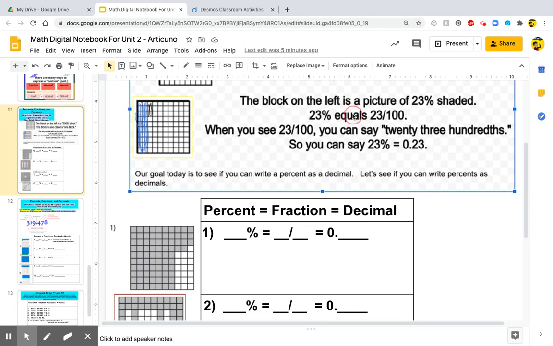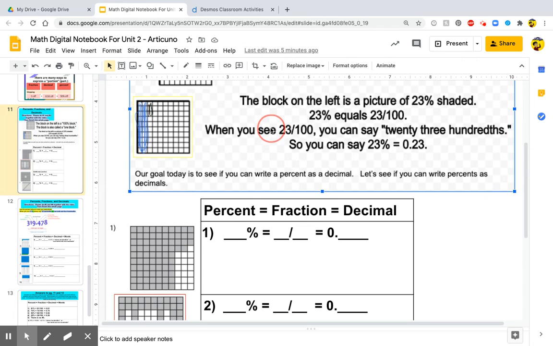23% is equal to 23 over 100. That's because of what we learned recently, that the word percent means over 100 or out of 100. Okay, so 23% equals 23 over 100. That's what we learned last week.